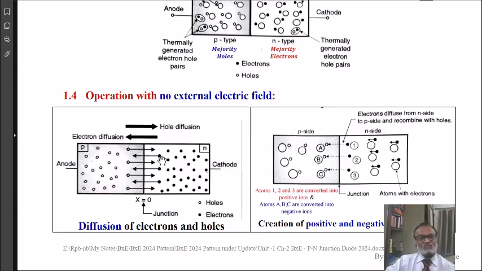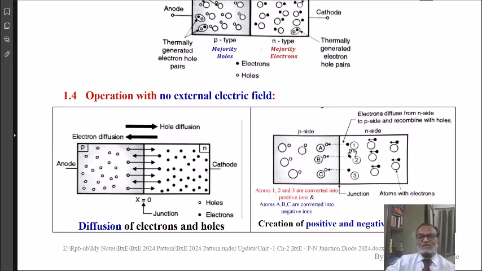Whenever electrons are moving, if one electron moves from n side to p side, it leaves behind a positive ion on n side. Whereas when one hole vanishes on p side, it means the additional electron has combined with the hole, and this additional electron gives rise to a negative immobile ion on p side.